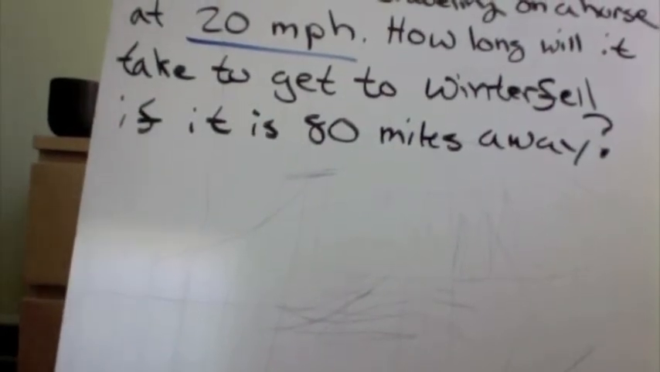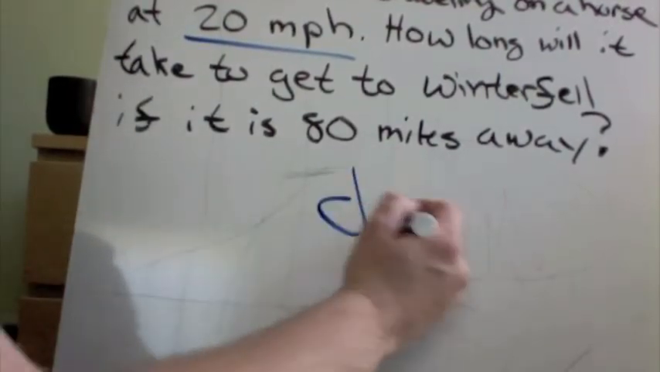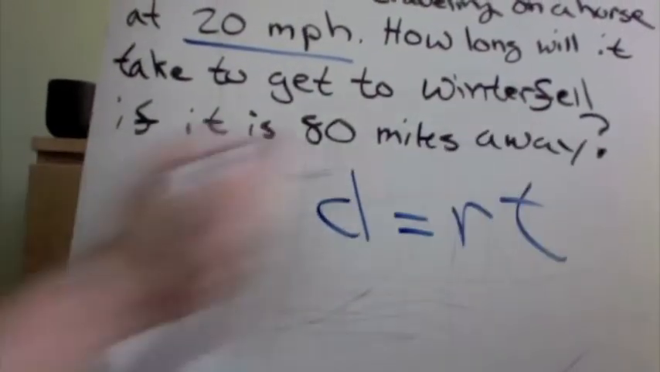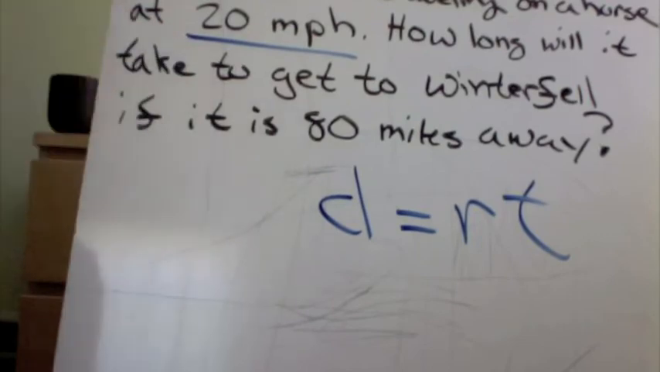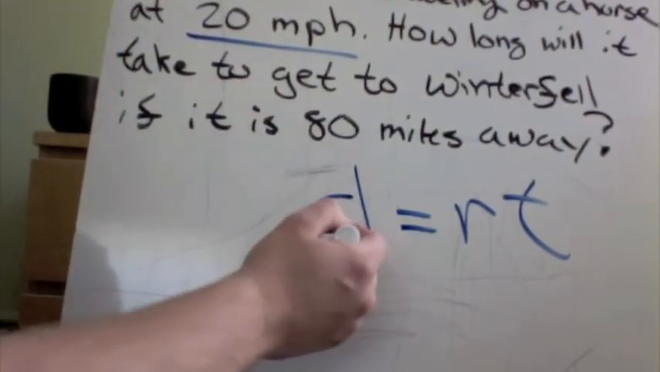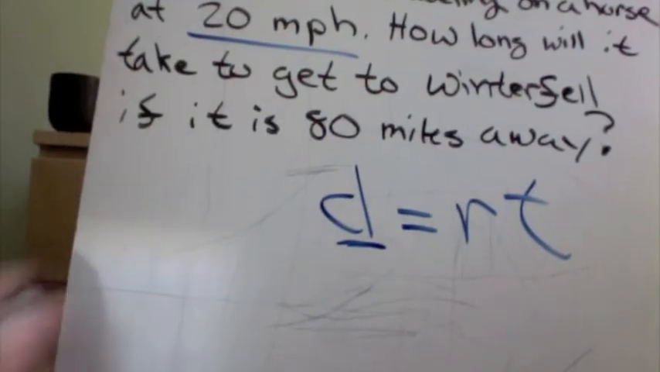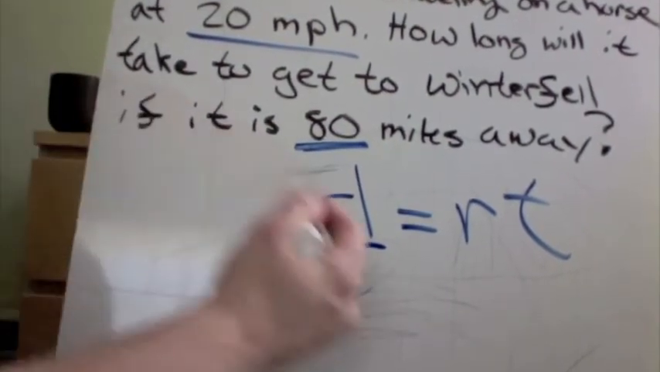So I look back in the little formula sheet that I have, and I see, okay, this must be the one we're talking about. Distance equals rate times time. And I say, okay, how do we use what we have? Oh, look, distance. How far away are we from Winterfell? We're 80. So I'm going to plug that 80 in for the distance.